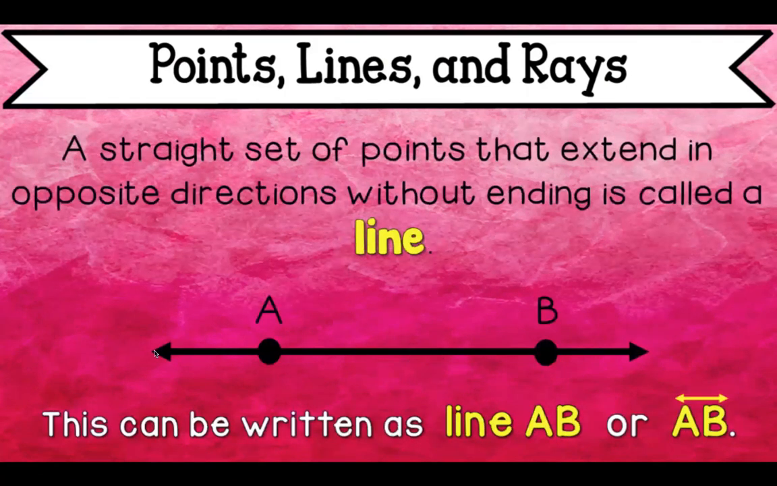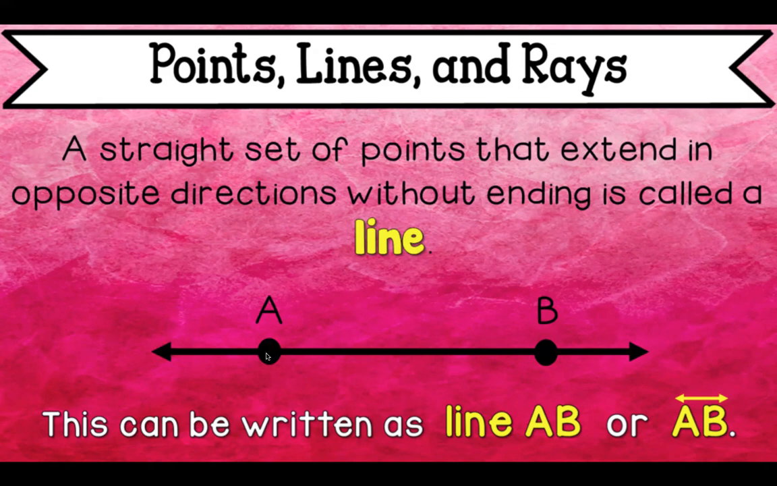We also have this line right here. And now the definition is a straight set of points that extend in opposite directions without ending is called a line. If you notice over here, there's an arrow. That's representing that on the left, this arrow is showing that this line can go on forever. It's going on forever in that direction. And then on the right, we have another arrow and it's going in that direction forever. So if we have a line right here with two arrows pointing, one arrow is pointing to the left, one arrow is pointing to the right, that means that it is in fact a line because a line can go on forever. It's kind of cool.